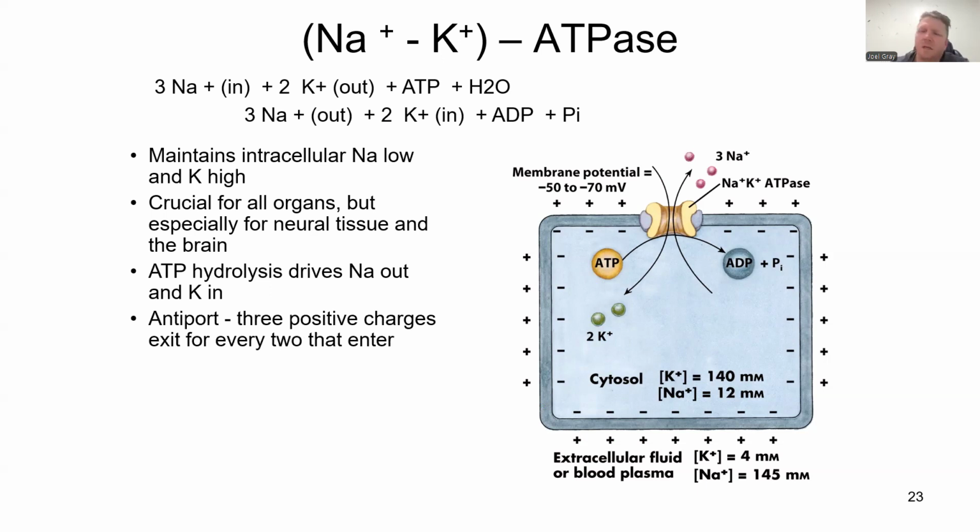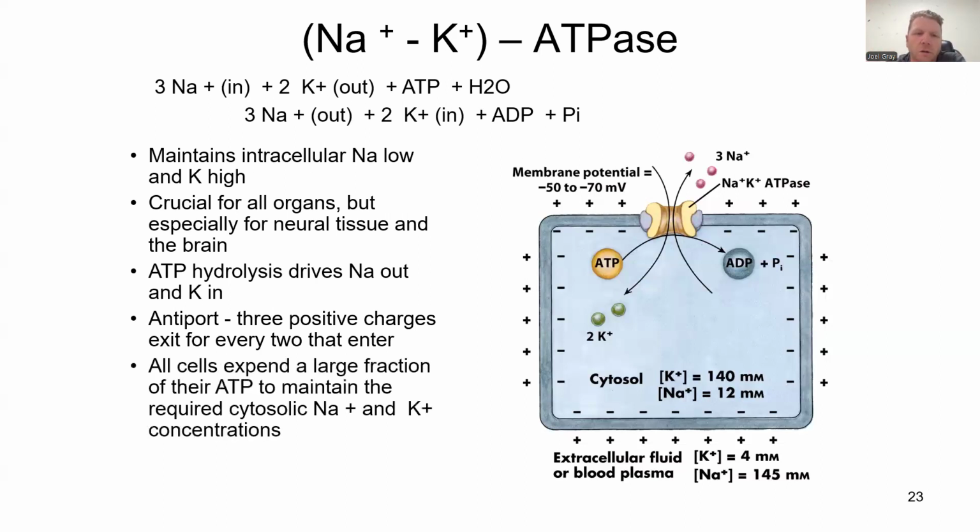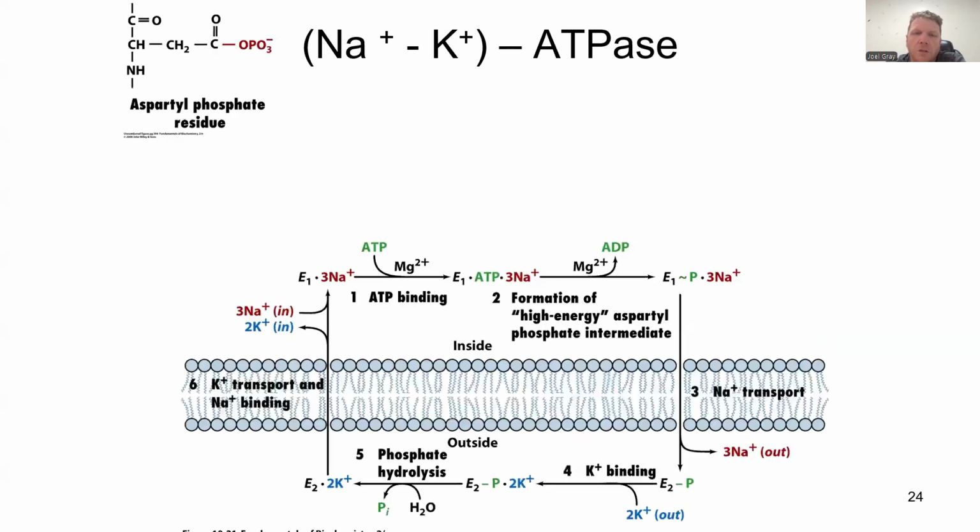This sodium potassium ATPase is indeed an antiport, meaning that 3 positive charges are exiting, and 2 positive charges are going to go in. So we have molecules kind of passing as strangers in the night. All cells expend a large fraction of their ATP to maintain cytosolic sodium and potassium concentrations.